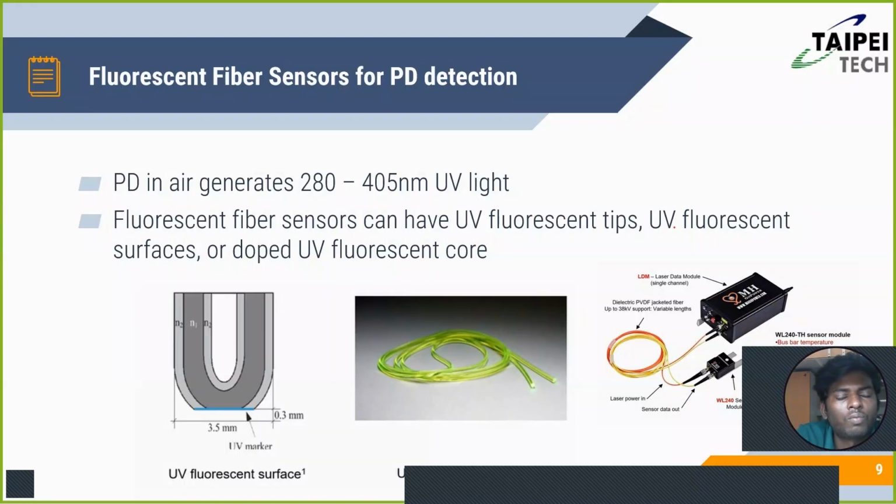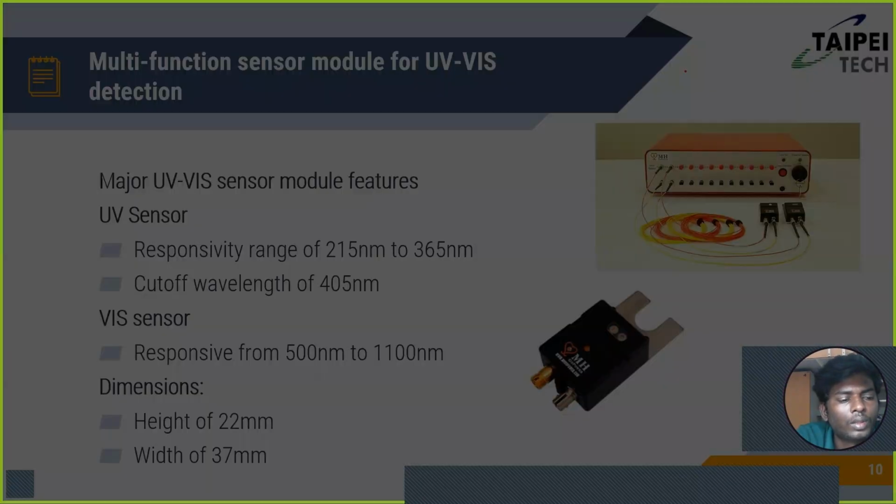Fluorescence fiber sensor for PD detection. PD emits UV light in the range of 280 to 405 nanometer. Fluorescent fiber sensors are designed to respond to this UV light. They can be tip-based, surface-coated, or even have a doped core. Each setup fluoresces in response to UV emissions, providing a powerful optical signal.